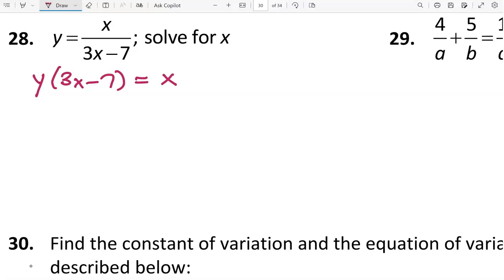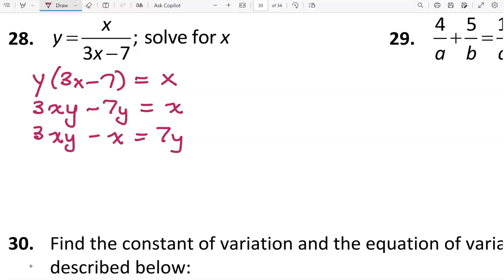So I'm going to go ahead and distribute the multiplication times y. So 3 times x times y minus 7 times y is equal to x. And then I'm going to gather all the terms with the x on the same side of the equation. So I'm going to subtract the x and add the 7y. That seems easiest to me. Of course, you can do it a little differently, and I will talk about the different answer that's also acceptable.